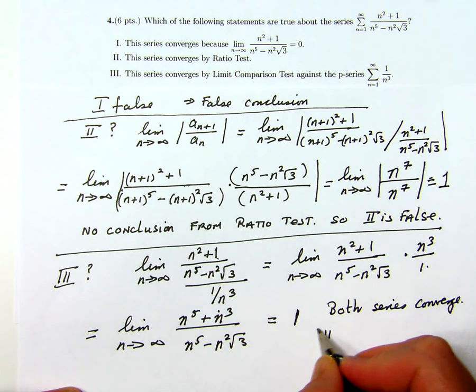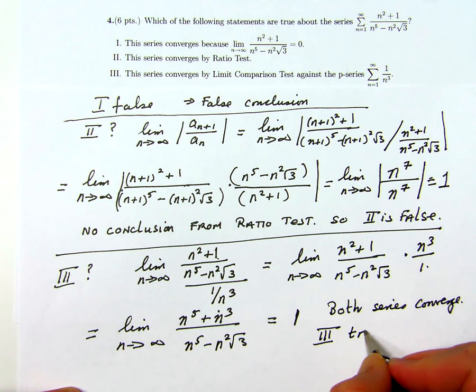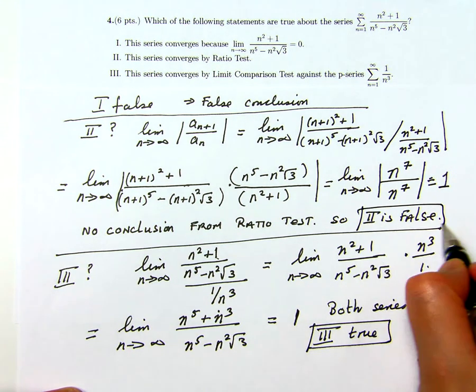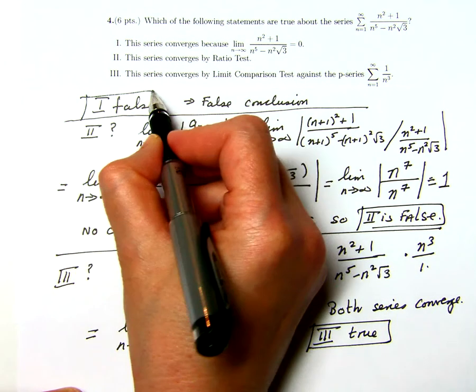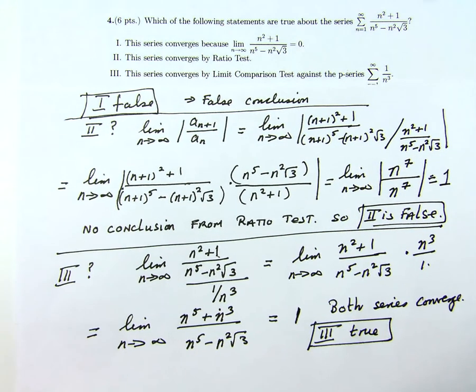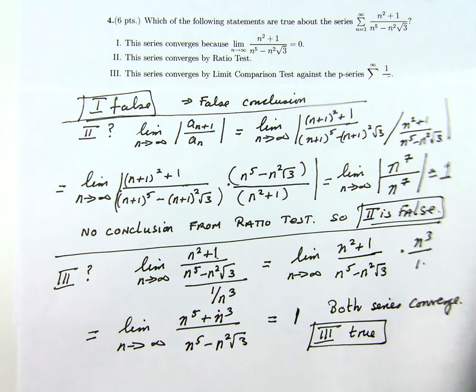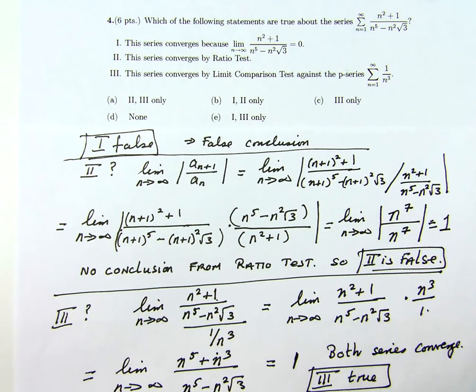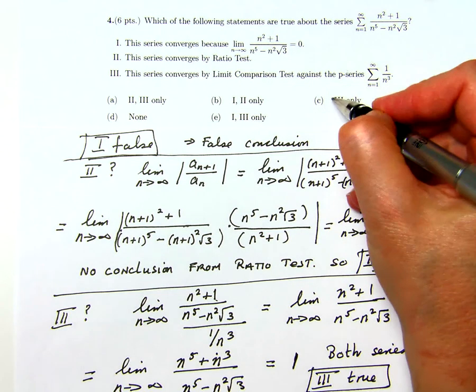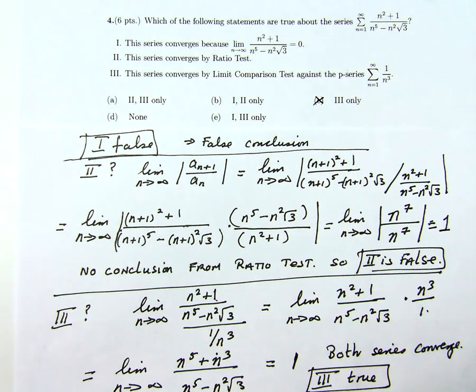So number 3 is true, and the others are false. 2 is false, and 1 is false. So our answer here should be that only 3 is true.